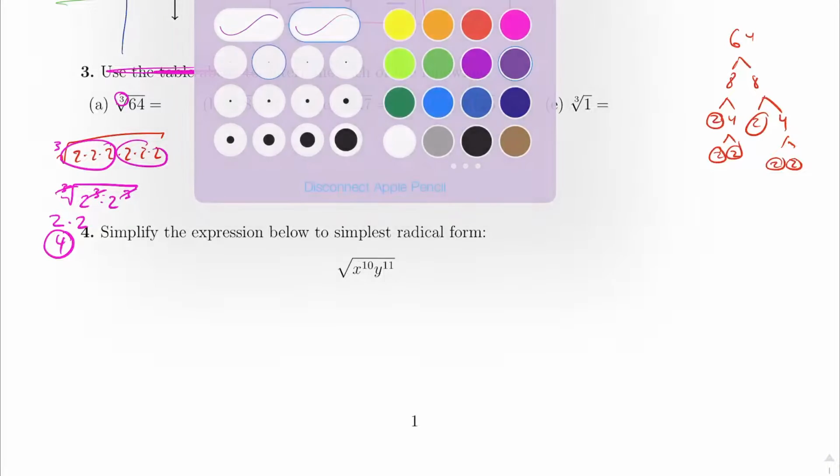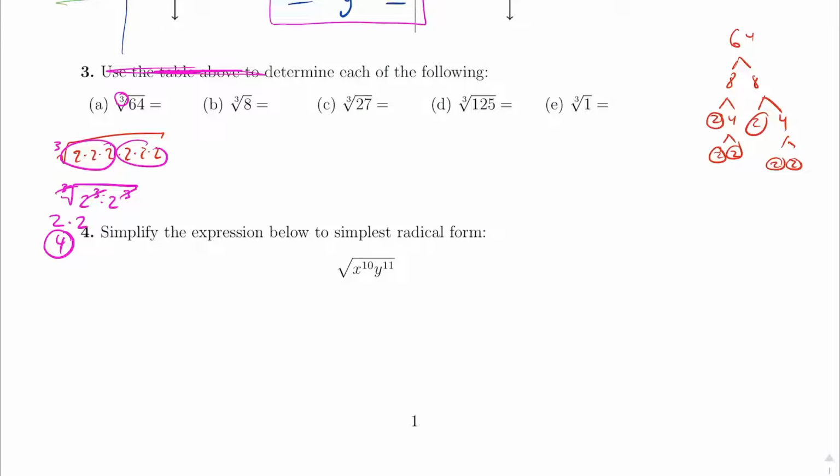Let's do one more of these. Cube root of 27. If you break 27 down, that gives you 3 and 9, 3 and 3. So this is the cube root of 3 times 3 times 3, which is 3 cubed. Cube roots and cubes cancel out, giving you just 3.